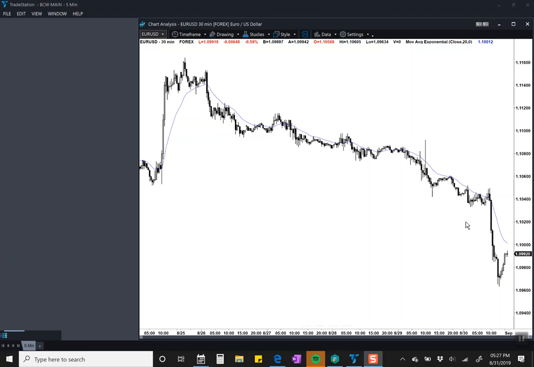So anyways, let's just chat about some markets, and as always, comment if you have any questions. This is the euro dollar. It was just on my TradeStation as soon as I opened it, so why not talk about it?